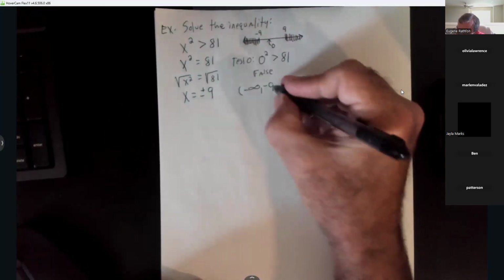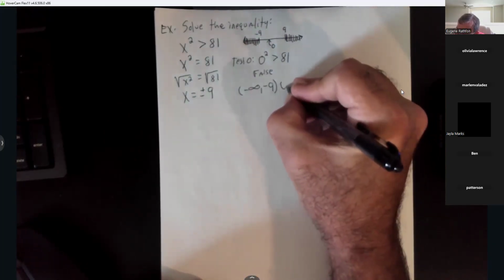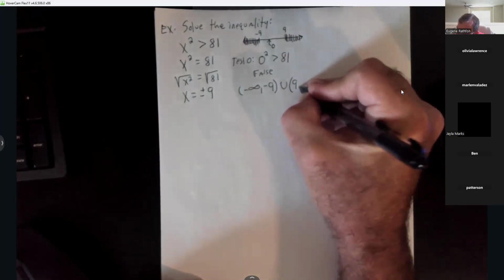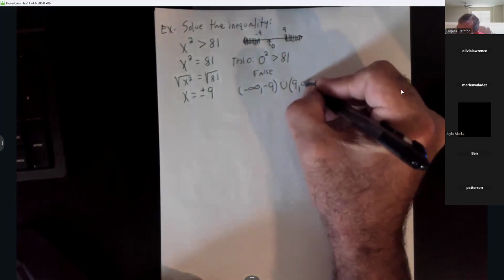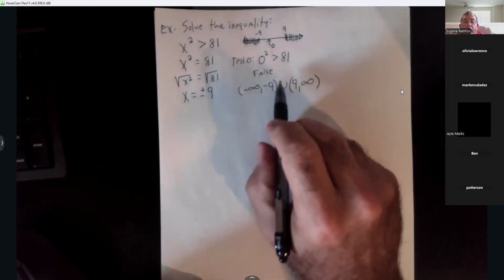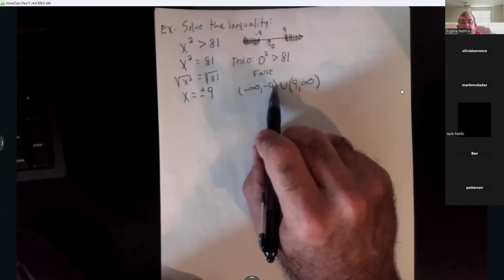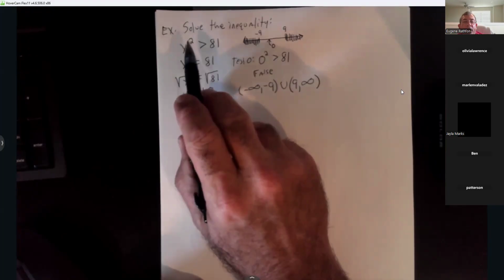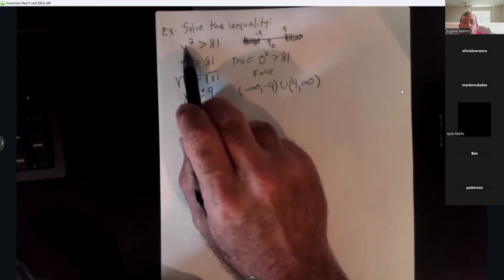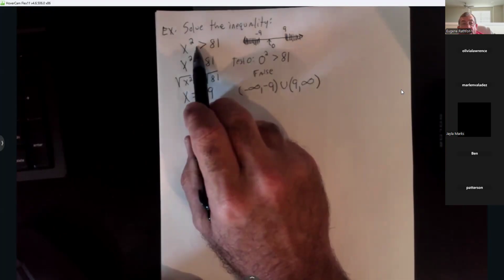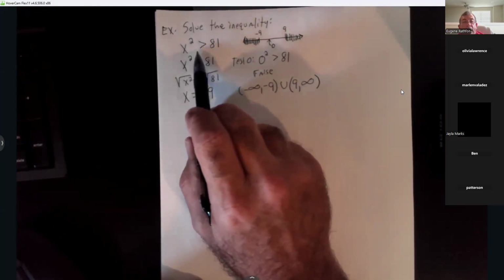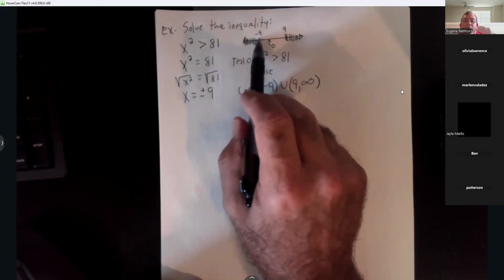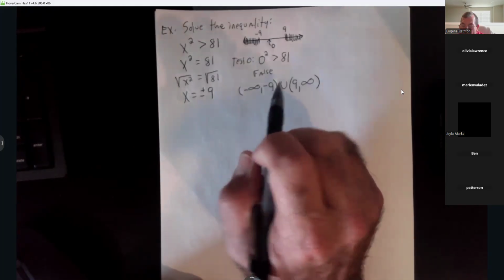There's no equals, so you use curvy parentheses. Union that. On the right side, you start at 9 and you head off towards positive infinity. Y'all, the reason this is a parenthesis instead of a bracket is because if you put a 9 over here, 9 times 9 is 81. Well, 81 is not greater than 81. 81 equals 81. So since there's no equals here, that's why we're not using brackets, okay?